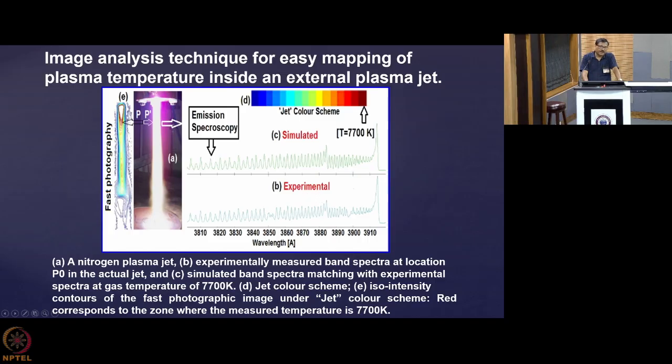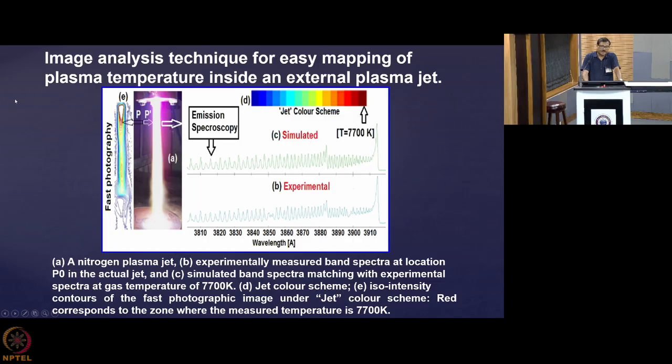So wherever you find the same intensity from these iso intensity contours, you can say that the temperature is 7700 along this contour. Whatever red thing is there, this red one is the 7700 degree Kelvin, which is the maximum one that is over here, and that we have measured as 7700.